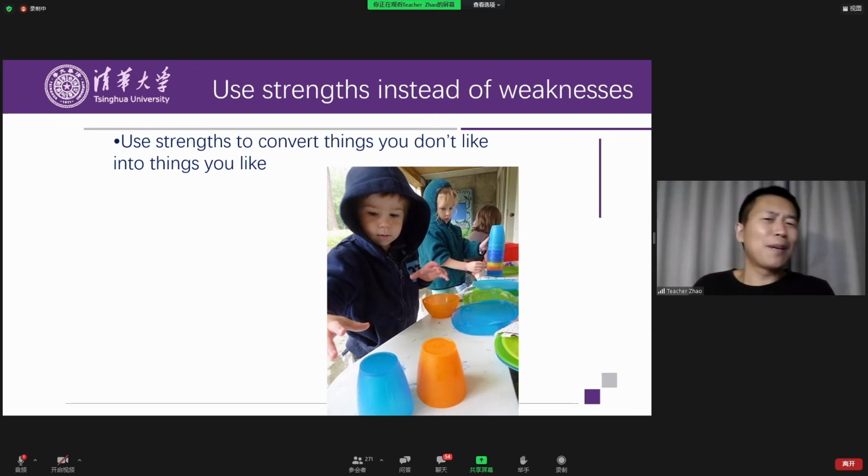So this boy became very excited about washing dishes. He actually became the most ardent advocate of washing dishes every day. So why? Because now he can use his strength of leadership. He can lead his sisters to wash the dishes. So now he really enjoys washing dishes.